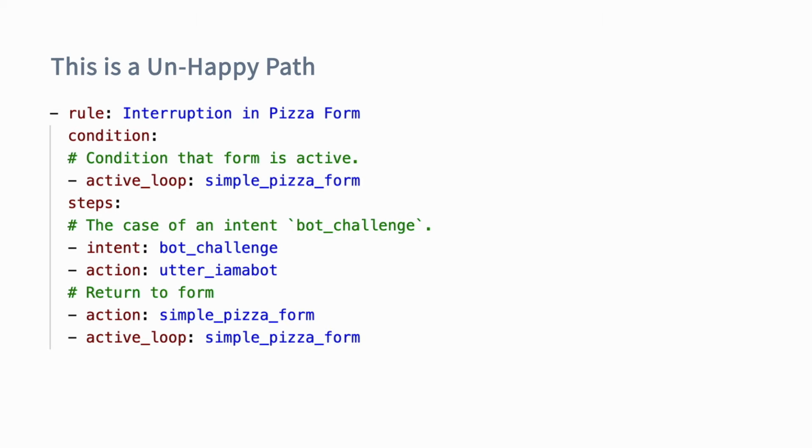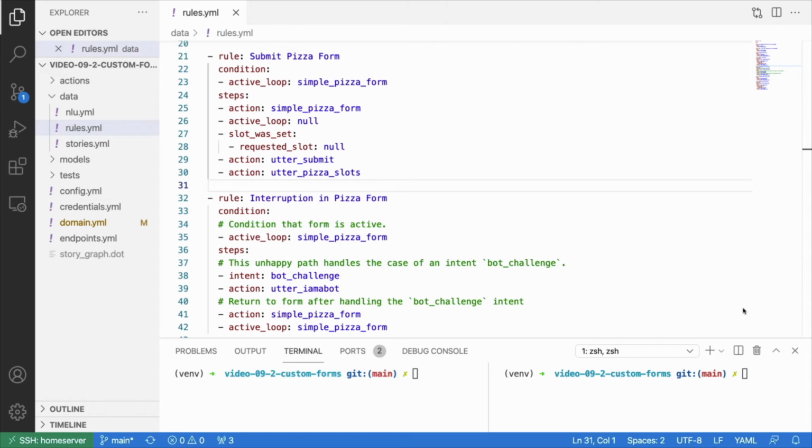Let's give a quick demo of what this might look like. What you're looking at here is an instance of Visual Studio Code with a Rasa project loaded. It is the project that we made in the previous video, and the change that I've made is I've added this one extra rule. This is the rule that is going to handle interruptions of intent bot challenge.